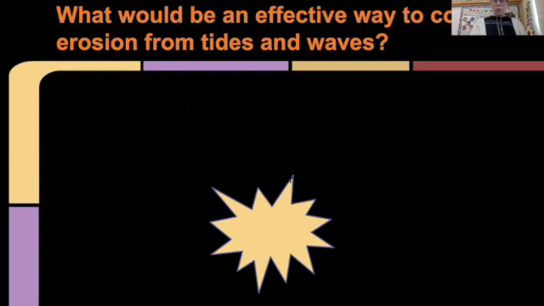Next question, what would be an effective way to control erosion from tides and waves? What would you build to protect against tides and waves? The answer, build a seawall.